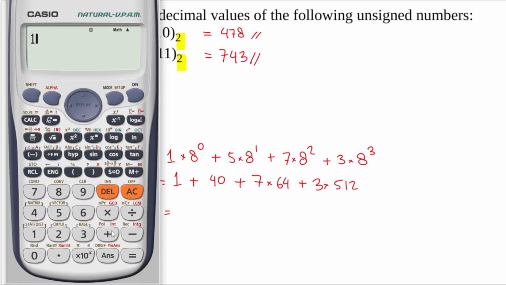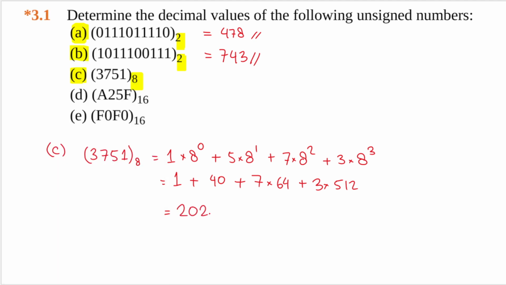So we'll have 1 plus 40 plus 7 multiplied by 64 plus 3 multiplied by 512. And we have 2025. Okay, we will have 2025, which is this year when the video is made. If you are in the future, let me know. Okay, that is for problem C. Good, now let's move on to problem D, but this time in base 16.